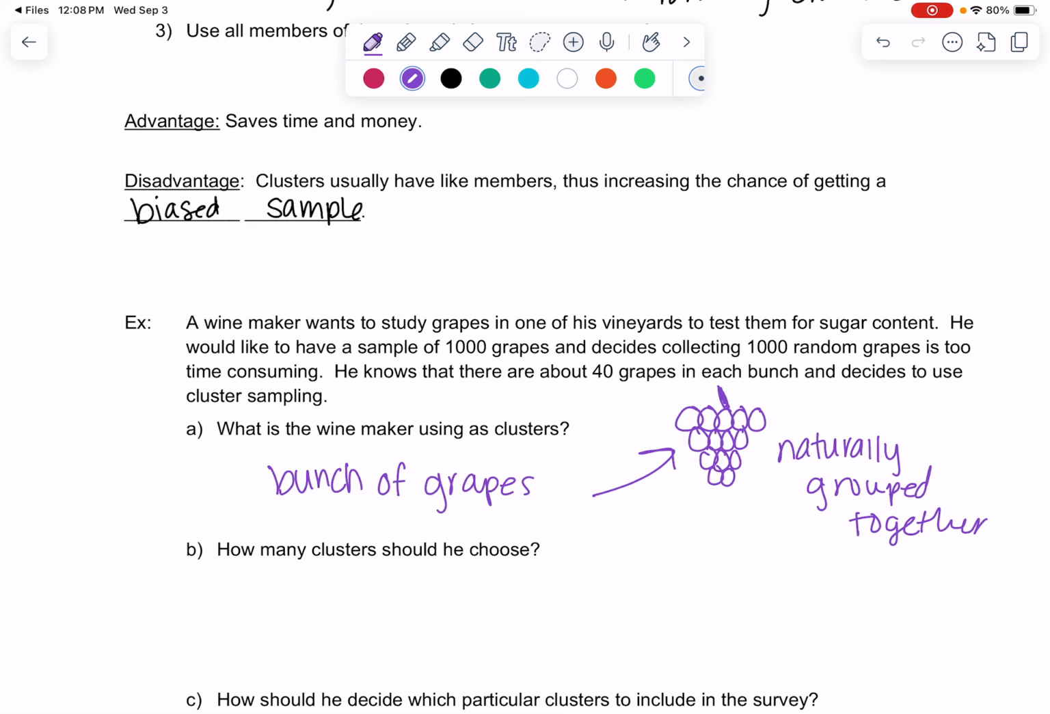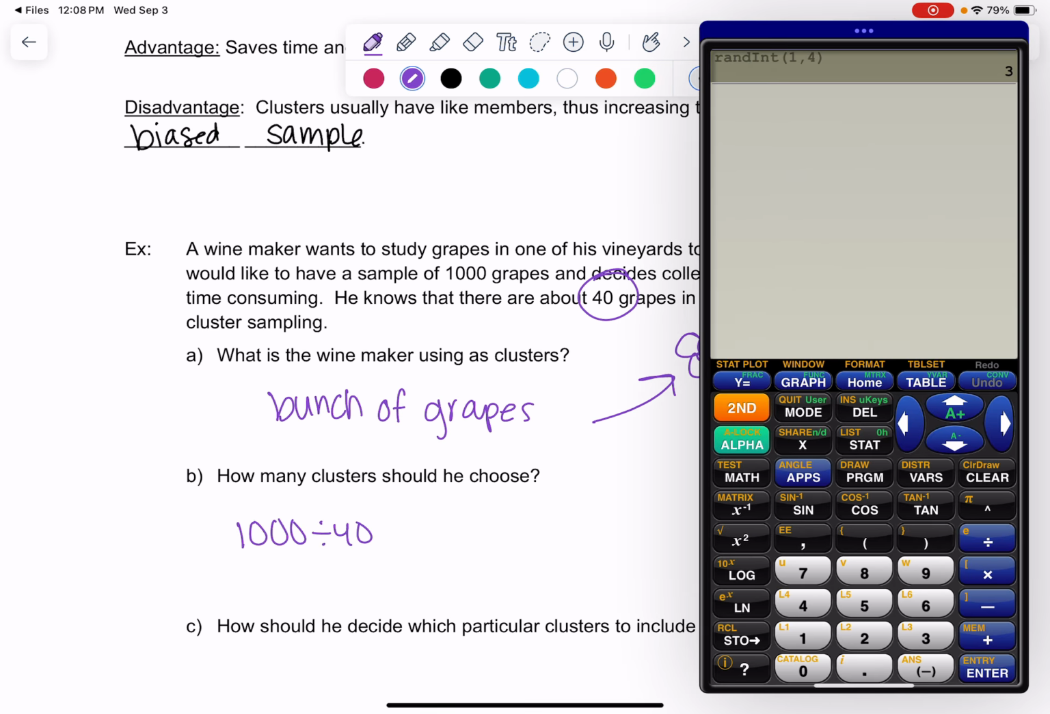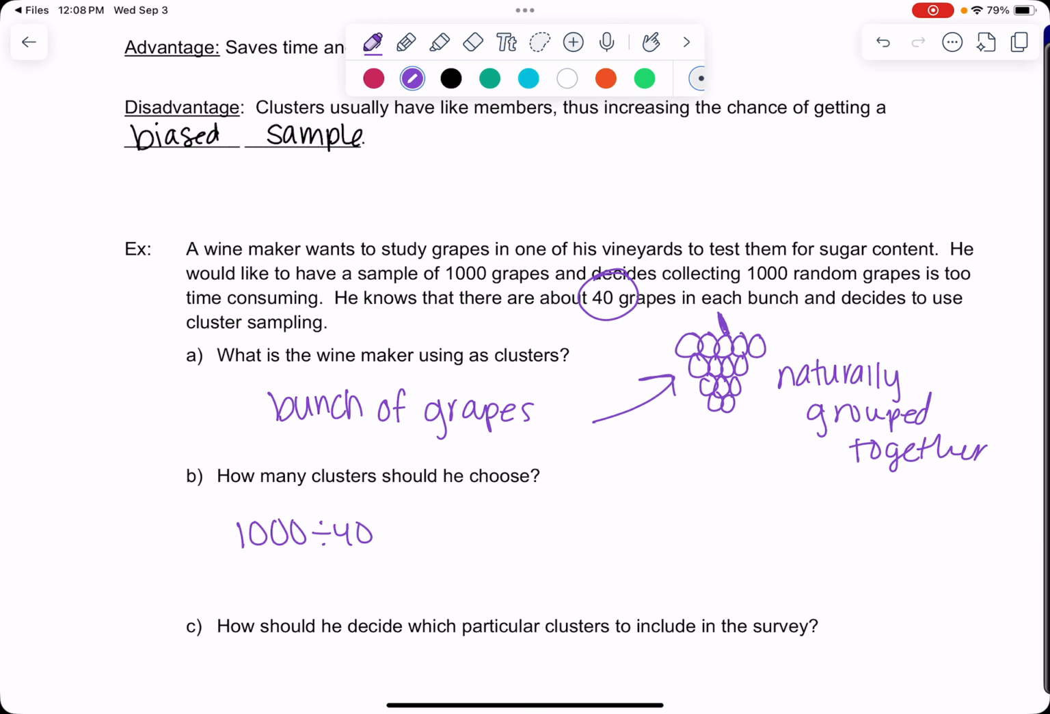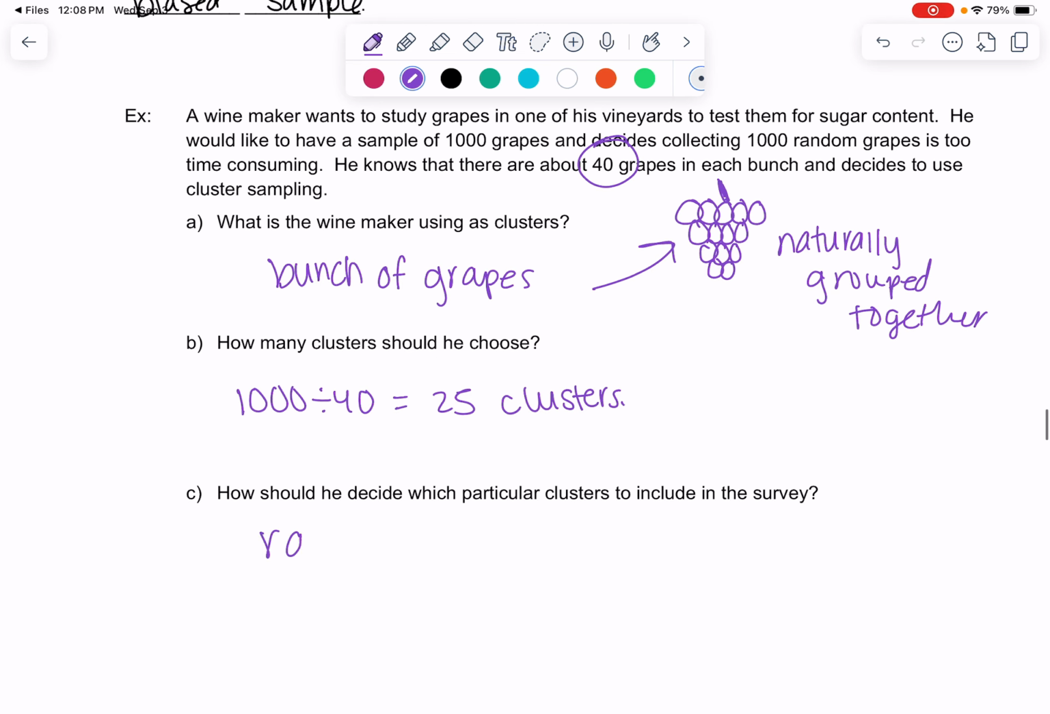How many clusters? So one cluster would only give me 40 grapes. 2 clusters would give me 80 grapes, but we need 1,000. So if we do 1,000 divided by 40, it looks like 25 clusters is good, or 25 bunches of grapes. And again, as long as there is some element of random, this will be okay. So as long as he randomly chooses the 25 clusters, or bunches of grapes, then it's still a good method.